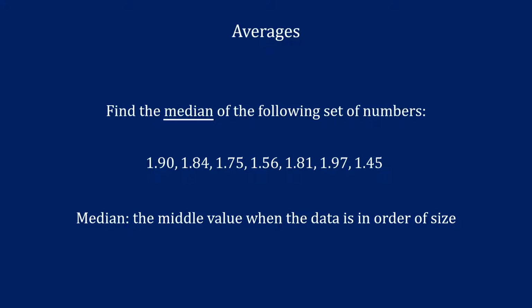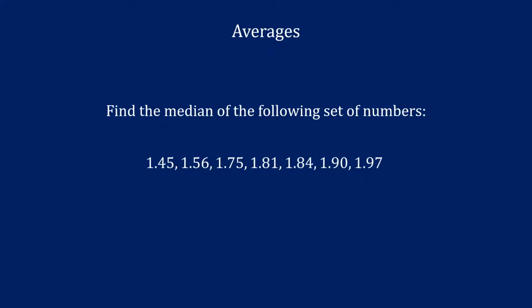So the median is the middle value when the data is in order of size. So what's the first thing that we need to do here? We need to order the data. Now, we order the data. How do we know which one is the middle number? There's a couple of different ways. You can cover the ones from the beginning to the end until you get to the middle.